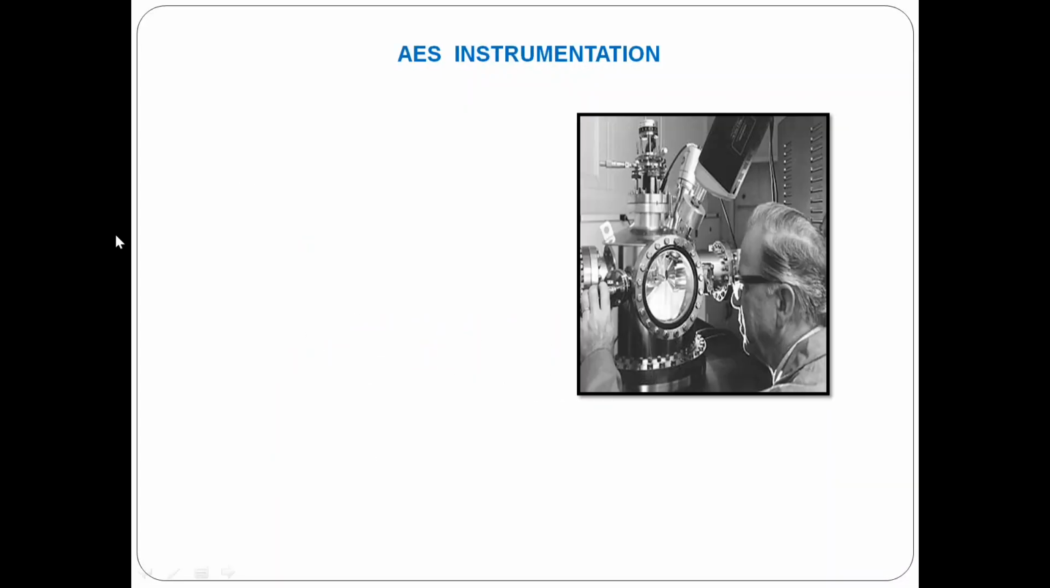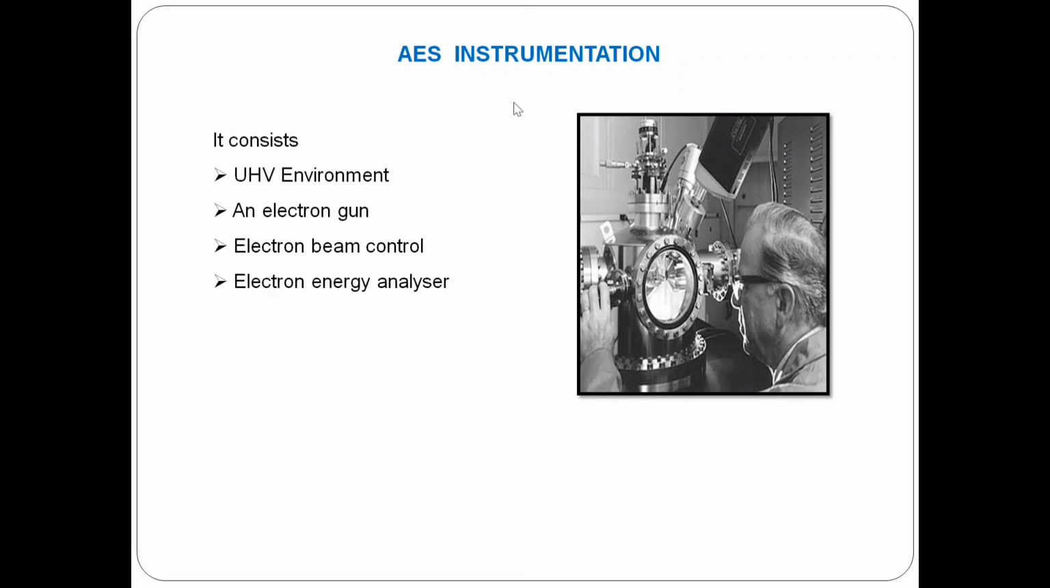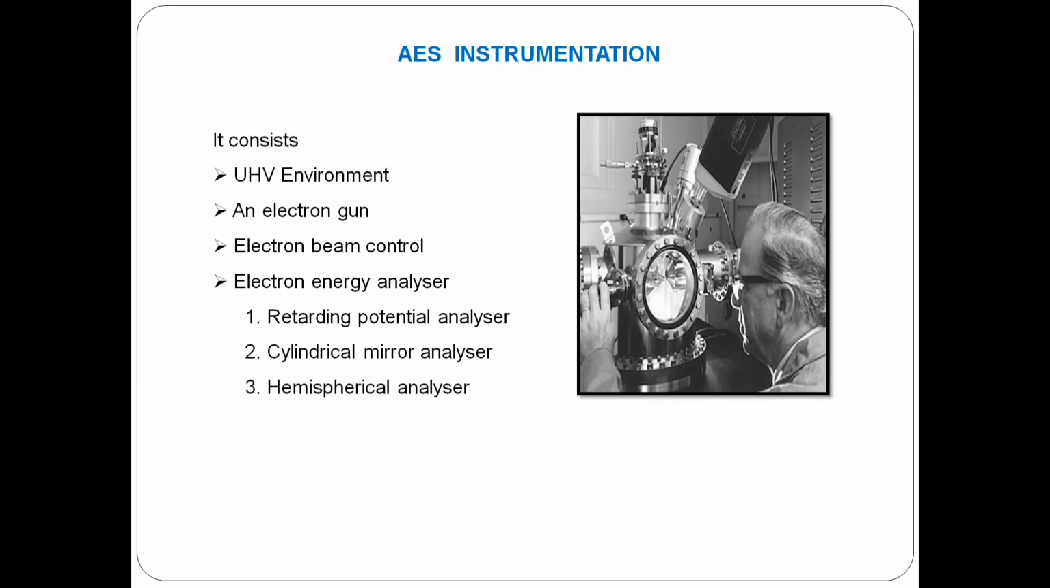Now we discuss AES instrumentation. It consists of a UHV environment, an electron gun, electron beam control, an electron energy analyzer, which is divided into further subparts: retarding potential analyzer, cylindrical mirror analyzer, which is the most common tool for AES instrumentation, and the third one, hemispherical analyzer. At the end is the electron detector.